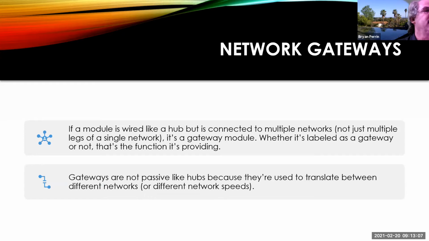Gateways are not passive like hubs. They're used to translate. A hub is a single network, passive, not changing anything. A gateway connects two networks; it's a translator. Many times a gateway is also a master module, although the master module and gateway module can be separate. But many times, and we'll see in some of these network configurations, the master module has to be the gateway module.